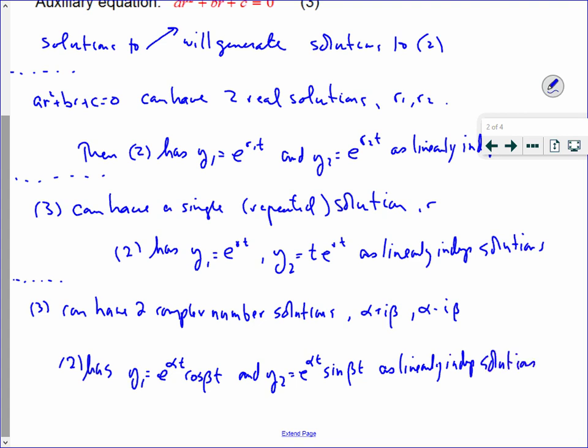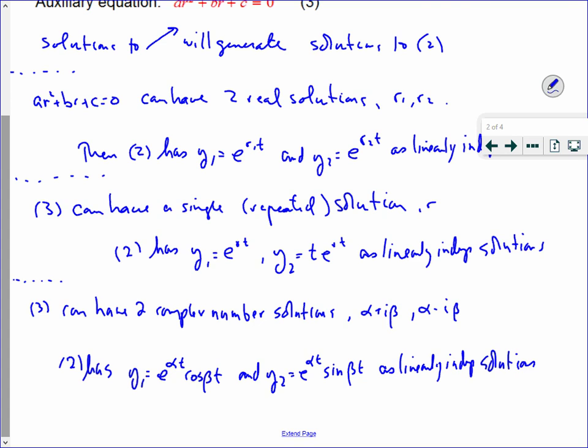Those as linearly independent solutions. And then look at my notes here and make sure I haven't missed something, since I'm getting out of order here. Okay, so that's the three things. If you have two real number solutions, then it's e to the powers. You've got one single repeated solution. That's what this is here.